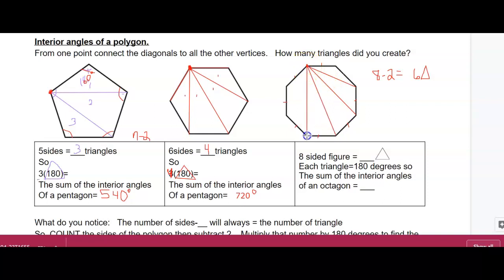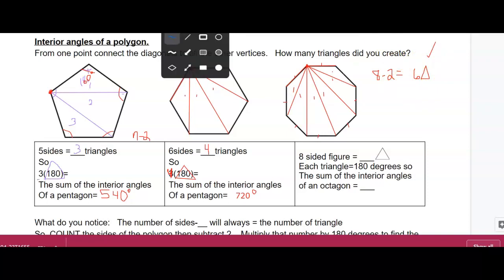So you don't want to do this all the time to every figure, especially if you have ones with larger sides. So there we go. I connected every vertex with a diagonal. So I have 1, 2, 3, 4, 5, 6 triangles. Yeah, we got it. 6 triangles.